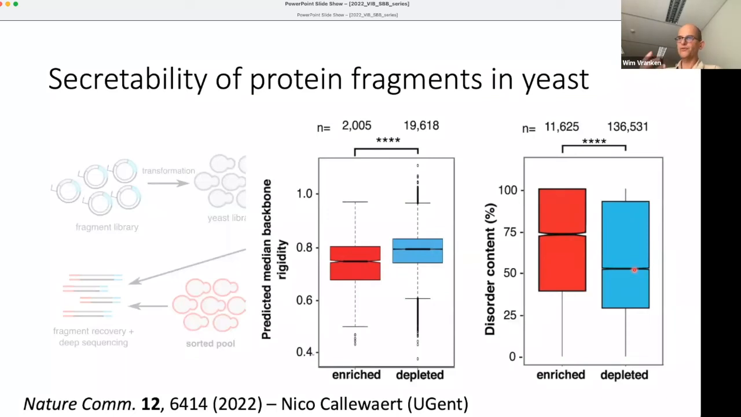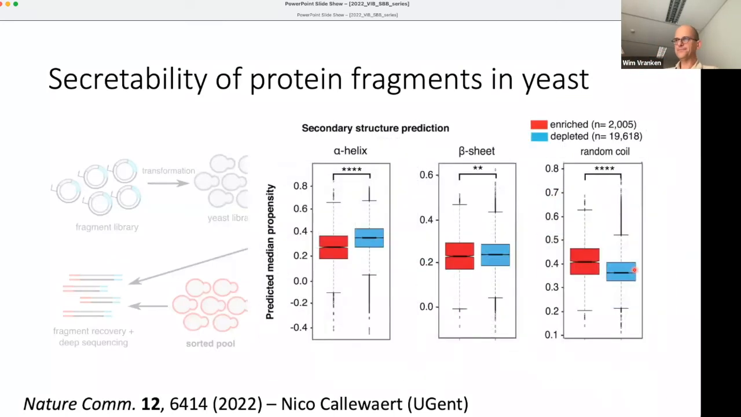So again, showing that proteins need to have ambiguous behavior, even if they have exactly the same folds in the end, they need to be more ambiguous and flexible in behavior in order to have certain other behaviors like the secretability. Yeah, also in secondary structure, there were signals in relation to alpha helical.